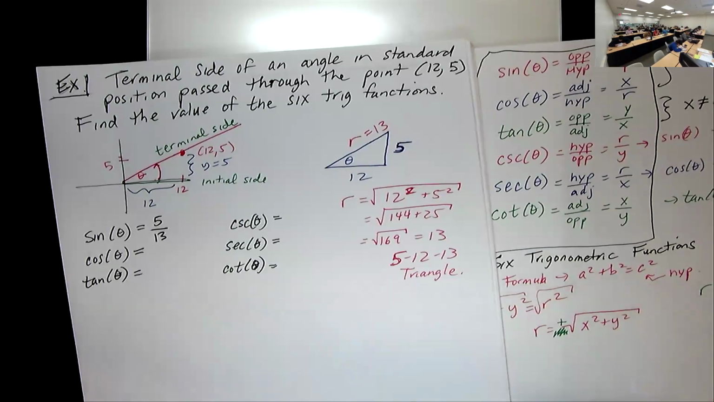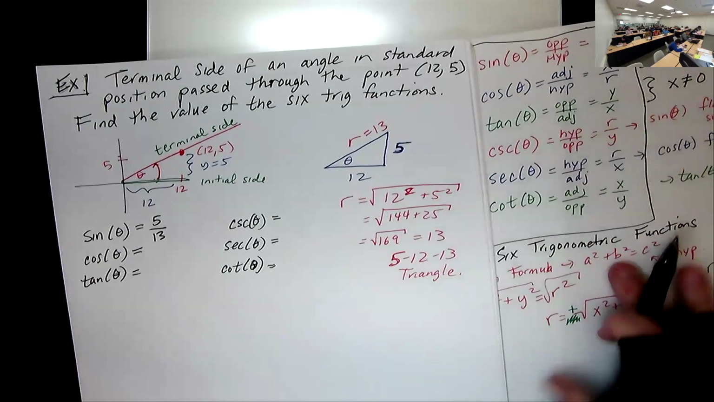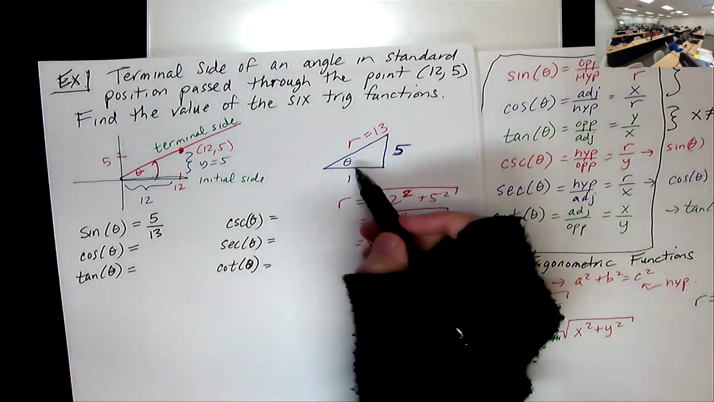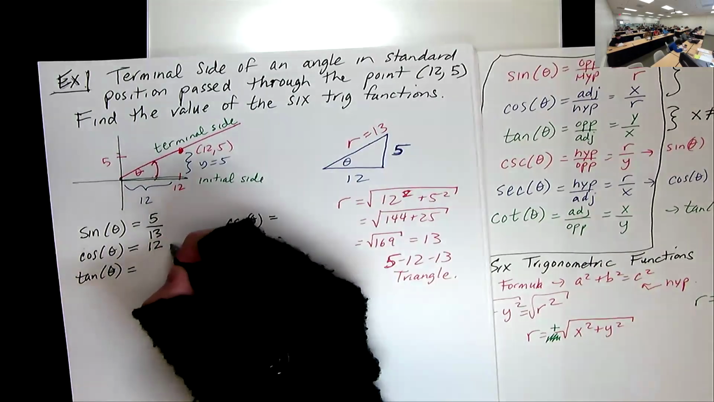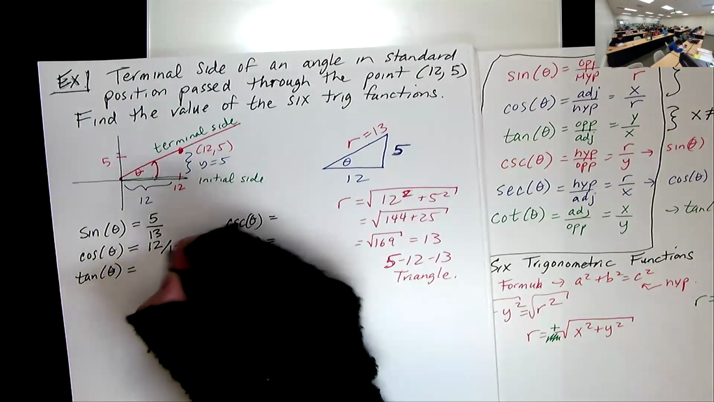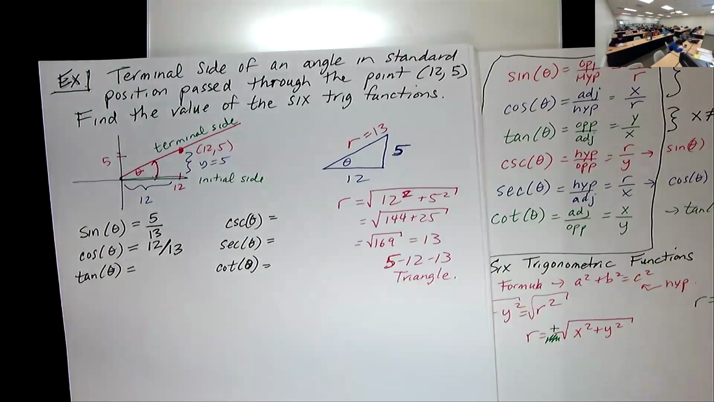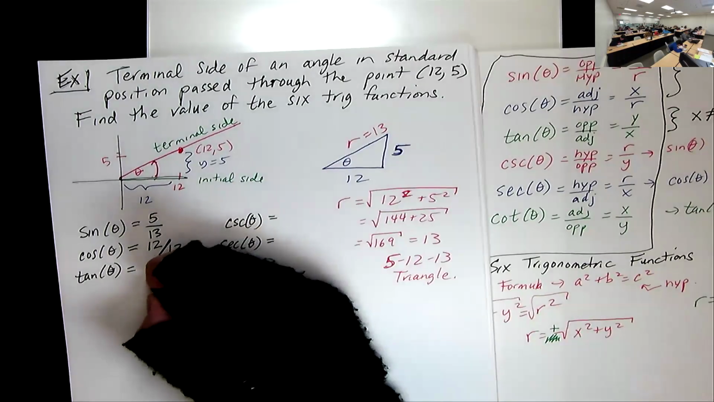Cosine is adjacent over hypotenuse. The adjacent side is the side next to it, which is the 12. And the hypotenuse is 13. That's another way to write a fraction, give you a little diagonal. That usually helps save space. And tangent theta is opposite over adjacent, which should be 5 over 12.